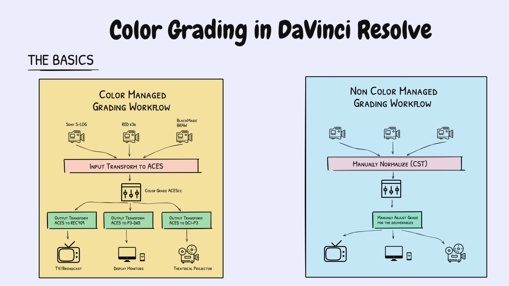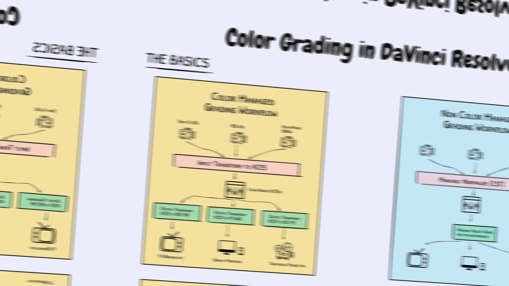In the case of a non-color managed workflow, everything has to be done manually, and the color space needs to be fixed, and color grading is done for the specific deliverable. In case of a change in deliverable, manual adjustments to color grades are required.